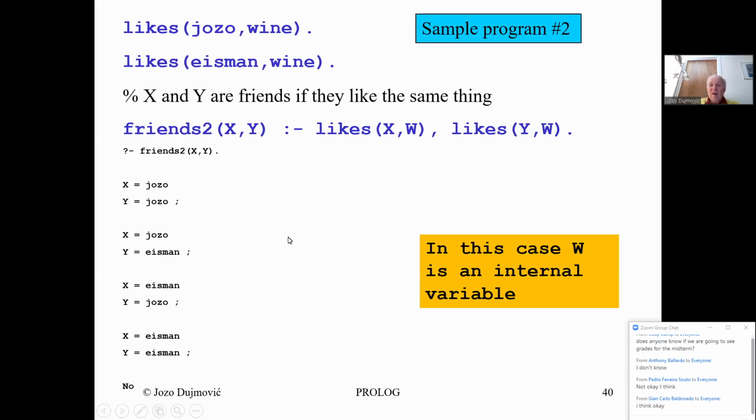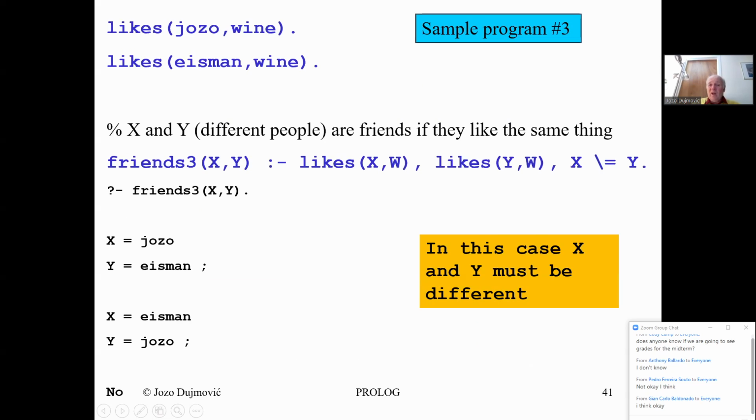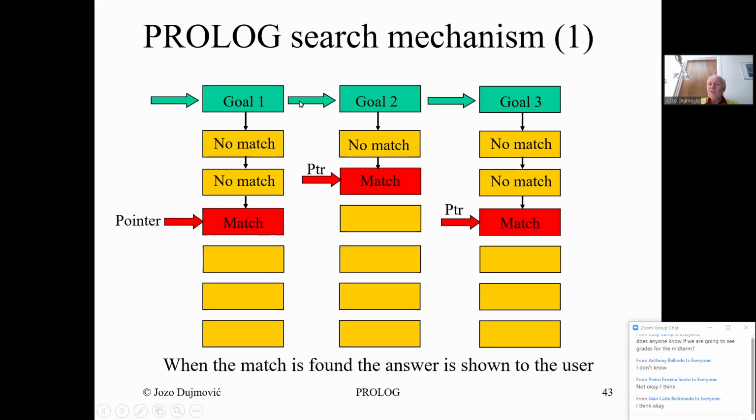Then we have goals. Goal 1, goal 2, goal 3. So if you have a rule that consists of several goals, what is done first?